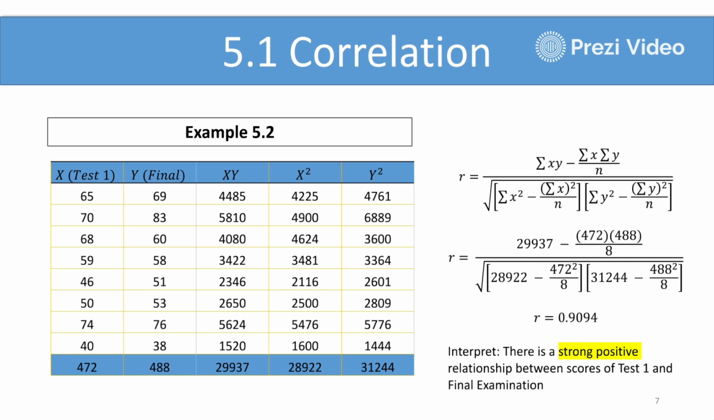Okay, buat table so that we can obtain the product of x and y, and we can also obtain the square of each value of x and also the square of each value of y, and then we get the summation at the bottom. And then what we have to do is just to plug in the formula into the general formula of coefficient of correlation.